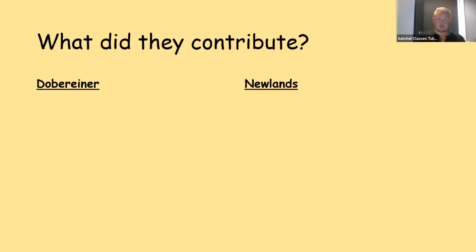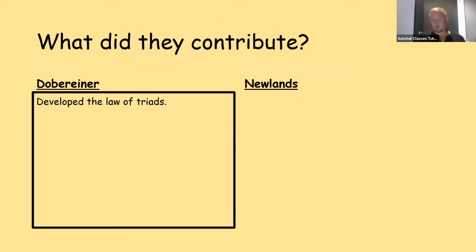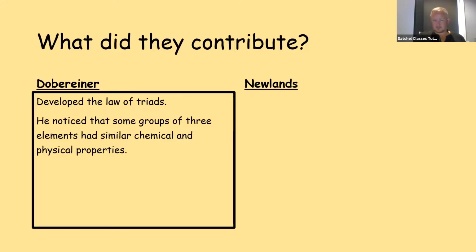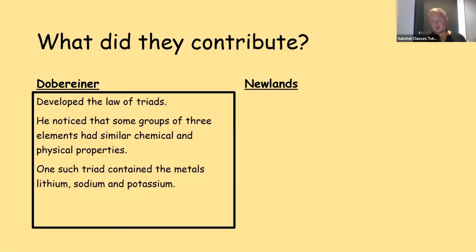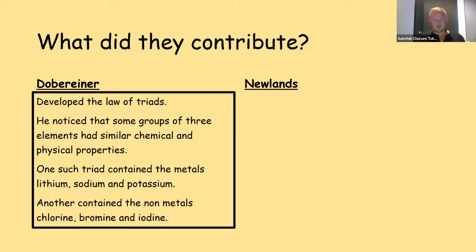What they contributed then? Döbereiner developed what's known as the law of triads. Basically, he noticed that some groups of 3 elements had similar chemical and physical properties. So, for example, chlorine, bromine, and iodine, and sodium, potassium, and lithium. Because he was looking at these in groups of 3, he noticed that they had similar chemical and physical properties. He started grouping them together.